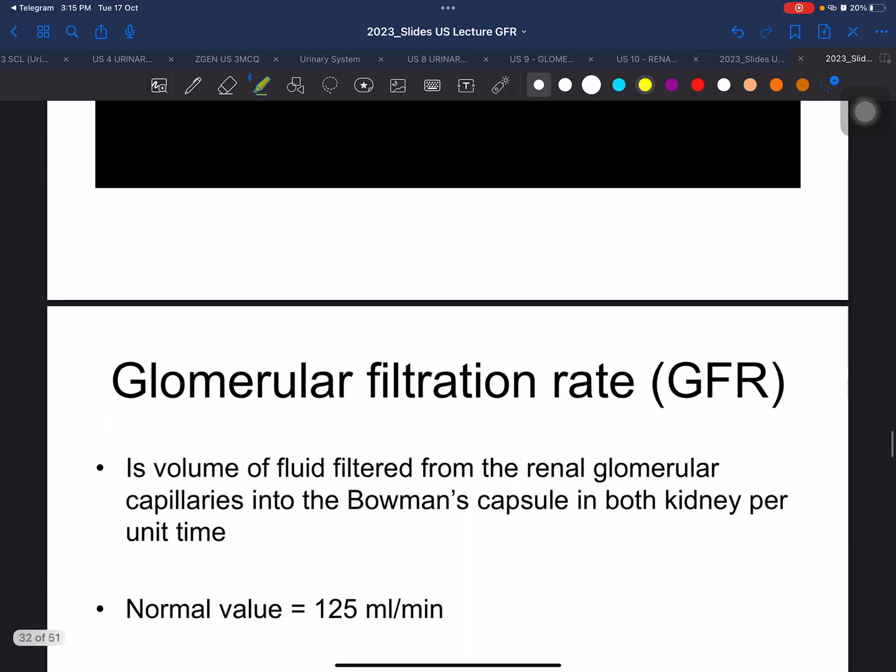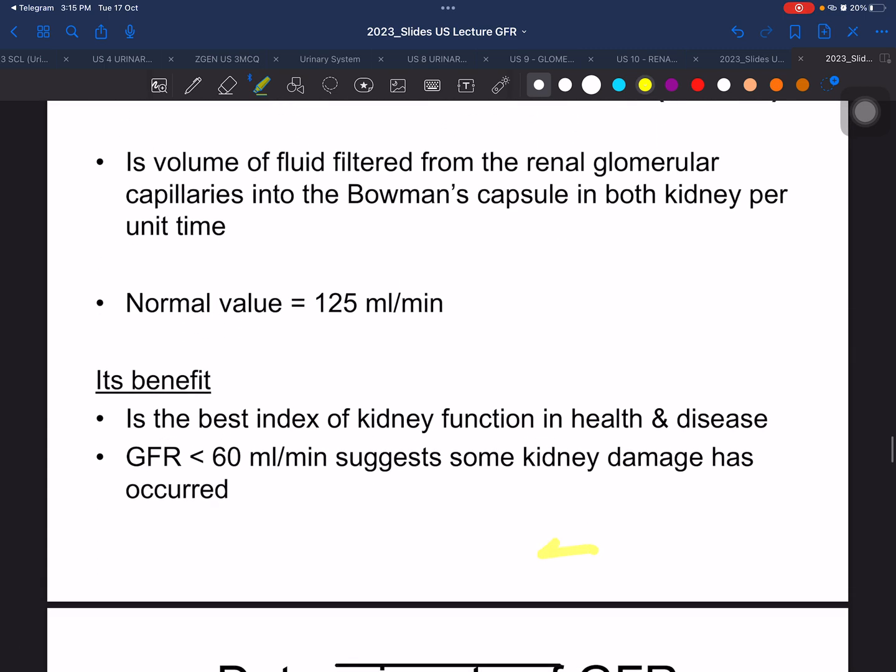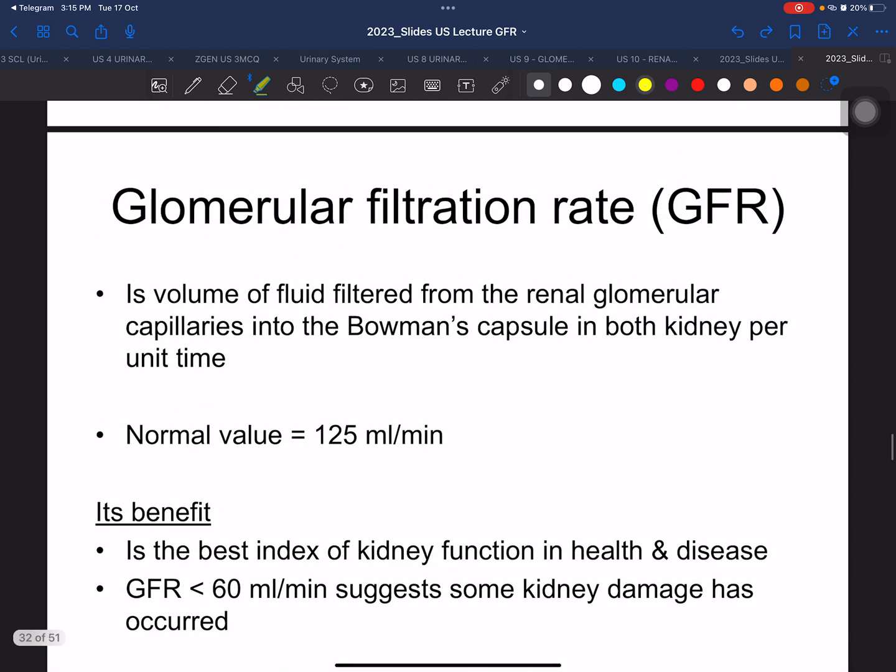Alright, so we go into the GFR. Glomerular filtration rate is defined as the volume of fluid filtered from the renal glomerular capillaries into the Bowman's capsule in both kidneys per unit time, a combination of both kidneys. The normal value is 125 ml per minute.